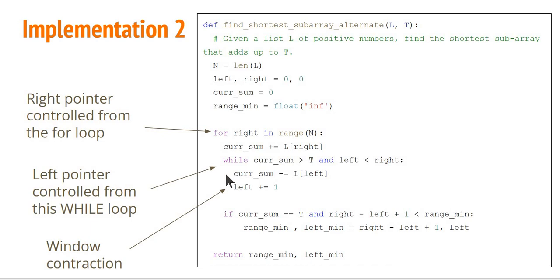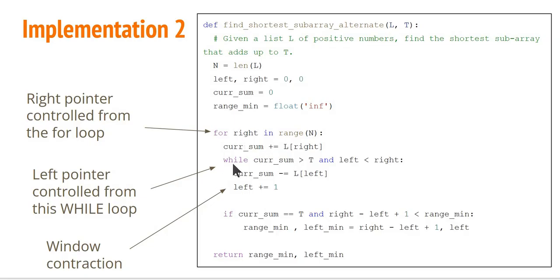Now, as before, the condition I'm taking is that if my current sum is becoming strictly more than t, so we spoke about this in detail, strictly more than t, and if my left is less than right, if these two conditions are fulfilled, I move my left pointer. Otherwise, I don't come into this loop at all, which means the right pointer keeps moving.